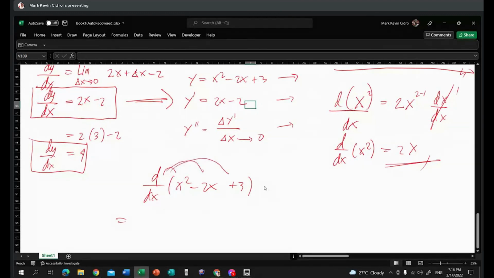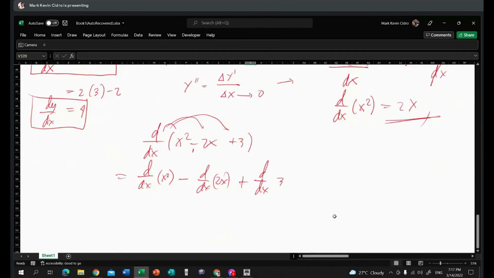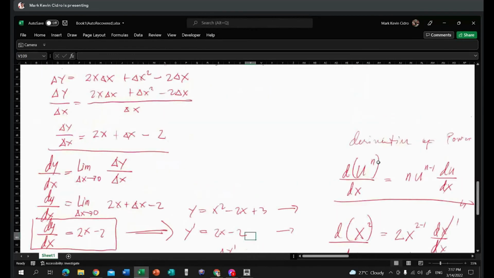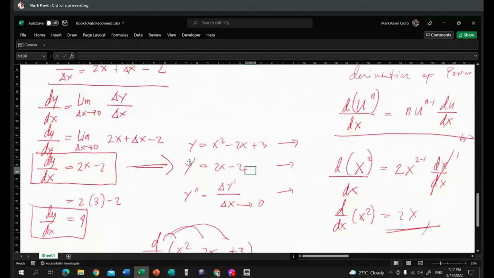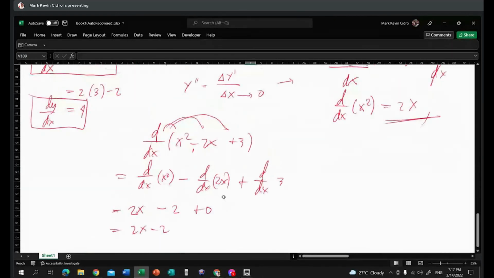as if you can distribute the d over dx. It becomes d over dx of x squared minus d over dx of 2x plus d over dx of 3. You can see right away, if you try to apply the formula, this will be 2x minus 2 plus 0. This is 2x minus 2, which is equal to this one, 2x minus 2, right? The first prime. So what I want to show here is this one.